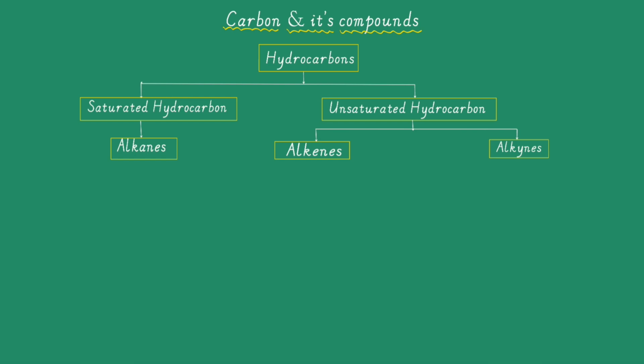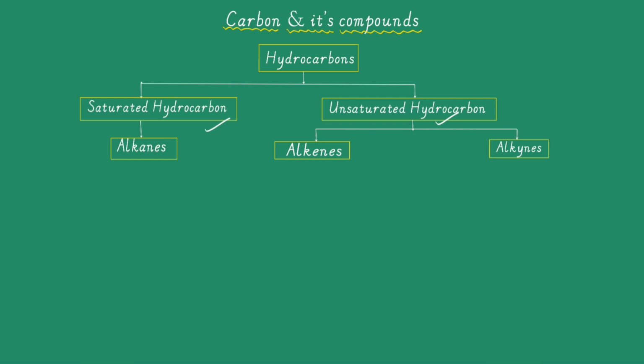In that, hydrocarbons. What are the different types of hydrocarbons? How do we classify? Here hydrocarbons are of two types. One is saturated hydrocarbons and the other is unsaturated hydrocarbons. Saturated and unsaturated. Again, saturated are only alkanes, but unsaturated are of two types, alkenes and alkynes.